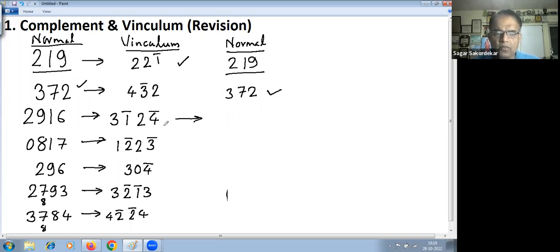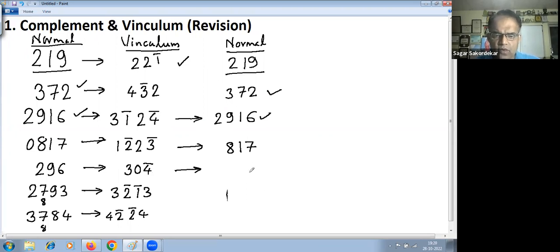Take this, 4 negative, take complement, reduce 1, 2 minus 1 is 1, 1 negative, take complement, reduce 1, 3 minus 1, 2. 2916, 2916. 3 negative, take complement, 7, reduce 1, 2 minus 1 is 1, 2 negative here, take complement, complement of 2 is 8, reduce 1, this will become 0. If you want, you write 0, otherwise it's very clear that the answer is 817.